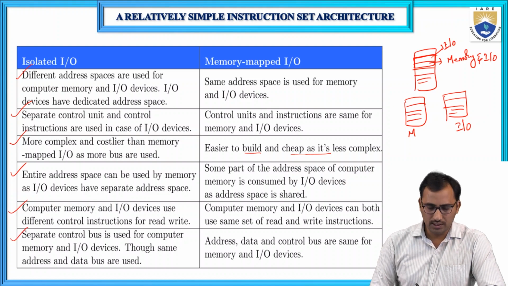And the last difference is that a separate control bus is used for computer memory and IO devices. So in memory mapped IO, the same address and data buses are used, and the address, data and control buses are the same for memory and IO devices. In the isolated IO, we are using separate buses in order to access the memory and IO devices. But in the memory mapped IO, we are using a common bus for accessing.